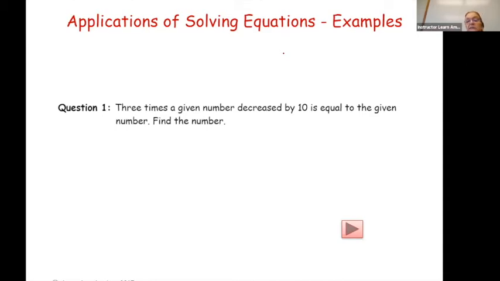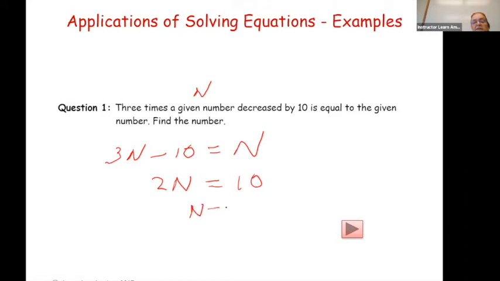3 times a given number decreased by 10 equals the number. Find the number. So supposing we let the number be n, 3 times the number is 3n. Decreased by 10 means we take 10 away, and that equals a given number. This is a much simpler problem. Okay, subtracting n from both sides, adding 10 to both sides, the number is equal to 5.